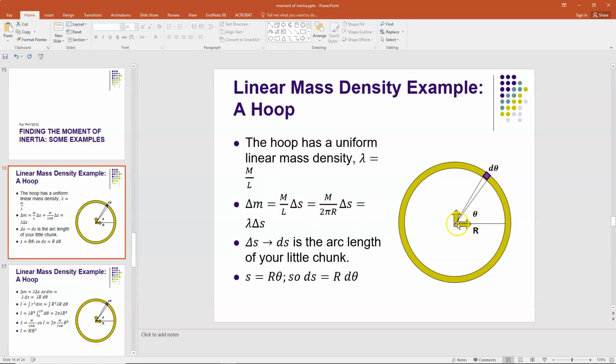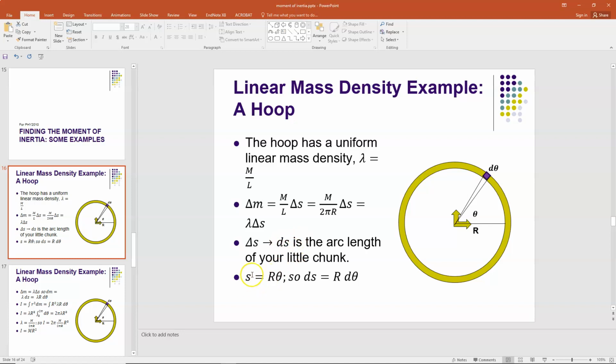Now, I've shown that the radius of the hoop is big R, and the total mass of the hoop is big M, okay? So that gives us our delta m, our little m, would be big M over 2 pi big R times delta s, the arc length. And that could be written as lambda times delta s. Now delta s, if you shrink down your chunk to be a tiny little thin chunk, then delta s would go to ds, a little differential arc length.